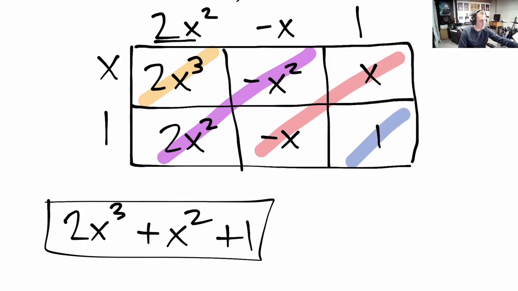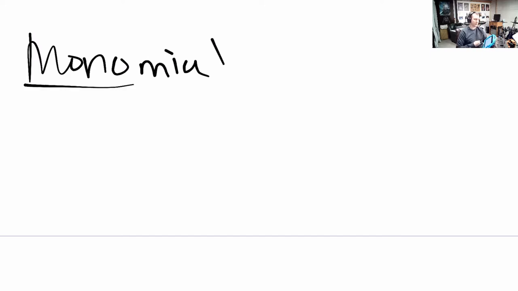A monomial, just to give an example. The first part of this word is mono, and we're not talking about the sickness that you can get, mononucleosis. We're talking about the prefix mono, which means single or one. So there's only one term in a monomial. A monomial would look like 2. That's a monomial, technically. 3x to the 5th: there's only one term. That's a monomial.